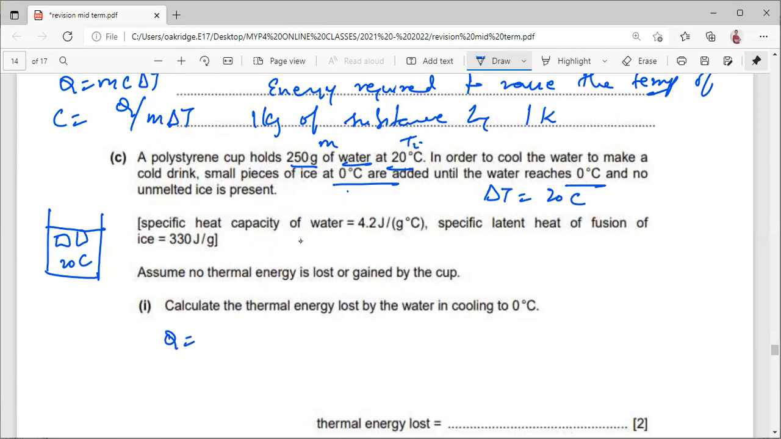So what we need to do is find Q equal to mc delta T. What is m? 250 grams. Let me write grams itself. And then c. What is c here? Specific heat is 4.2 joules per gram per degree Celsius. You might have a question: why should I put it in grams? Why not convert it into kgs? I'll give you an answer, just wait for a moment. Then multiplied by delta T, which is nothing but 20.